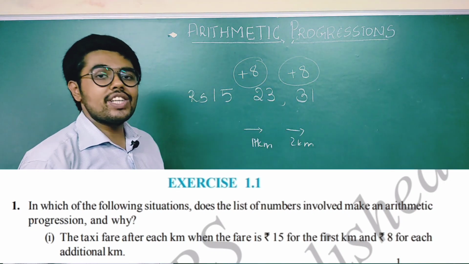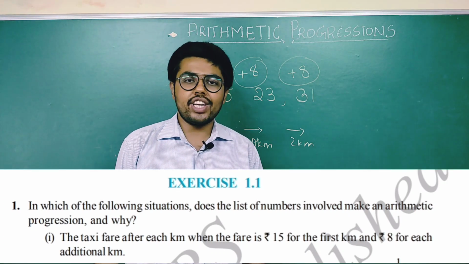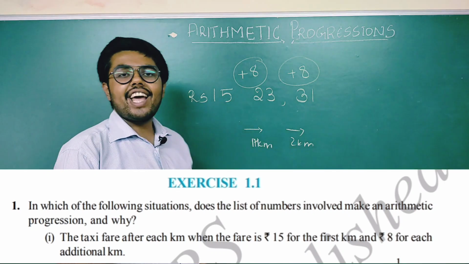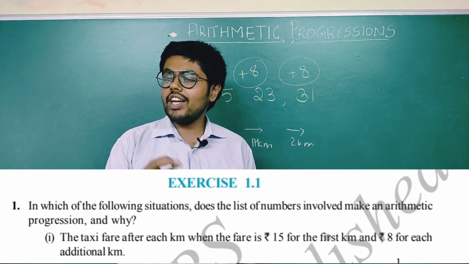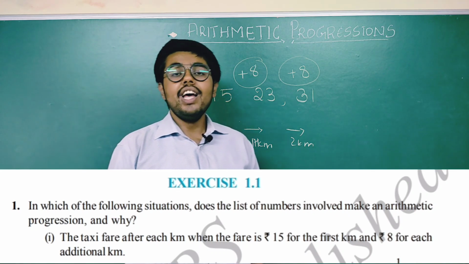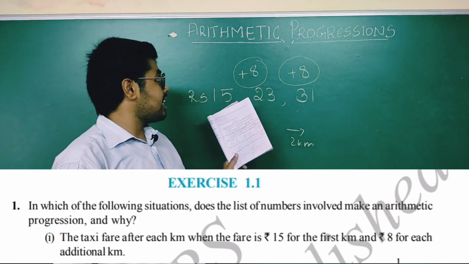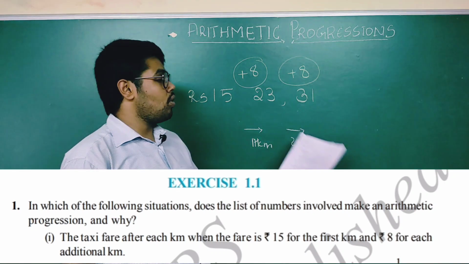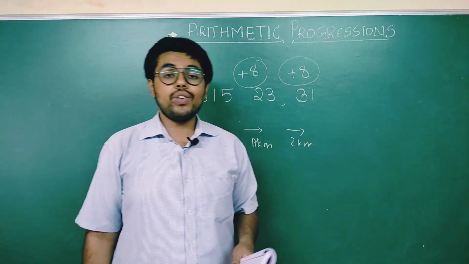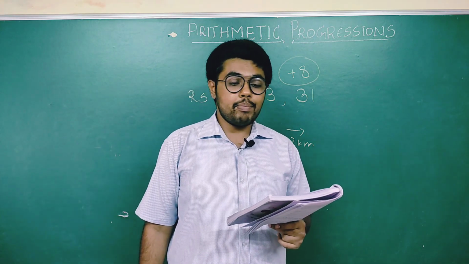So this situation should be an arithmetic progression, right? This is an arithmetic progression. It is just like the example of the auto I told you. In our auto, after every kilometer the fare increases by 1 rupee, but here after every kilometer there is an increase of 8 rupees. It keeps going and going. This is how we need to understand it. So this situation is an arithmetic progression.